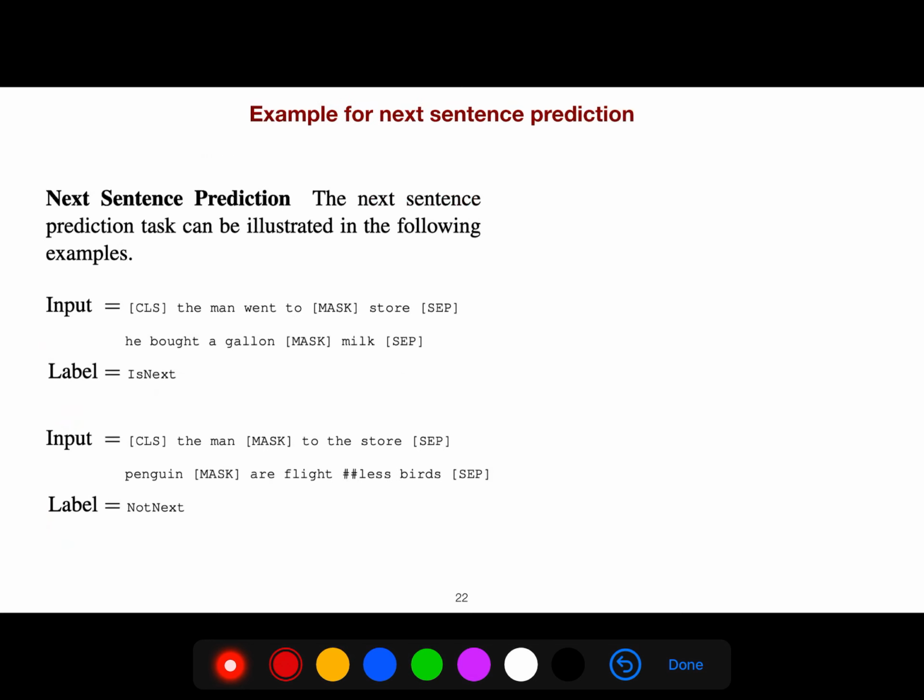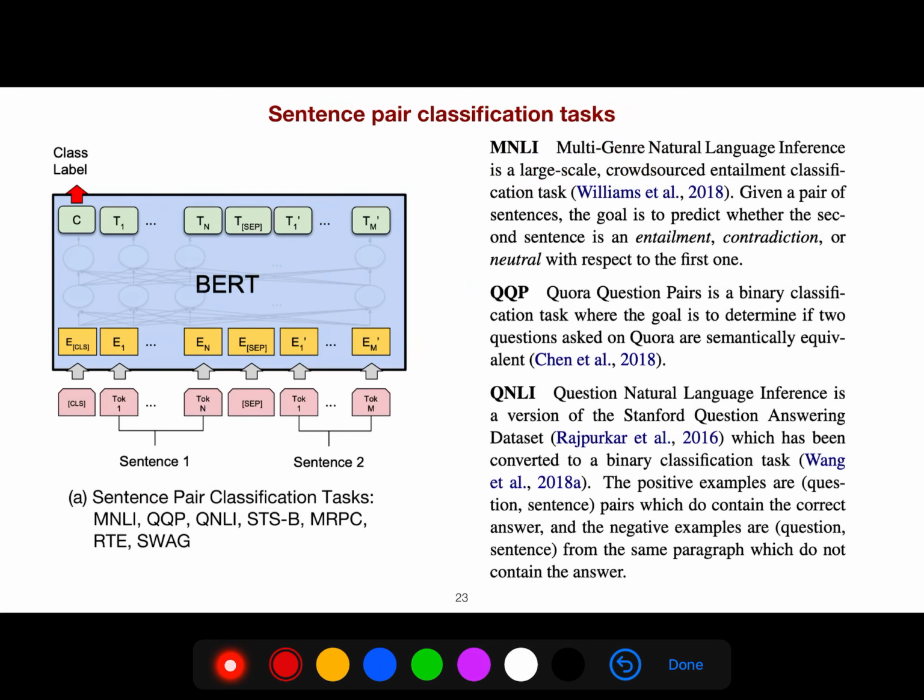So, an example for next sentence prediction: we have a sentence, we start with CLS, the man went to mask, and then we use a separator. A separator means that what follows is the next sentence. If this is the next sentence, then is-next is one. But if it is not the next sentence, it's not next. So it can be used for sentence prediction, the sentence pair classification task.